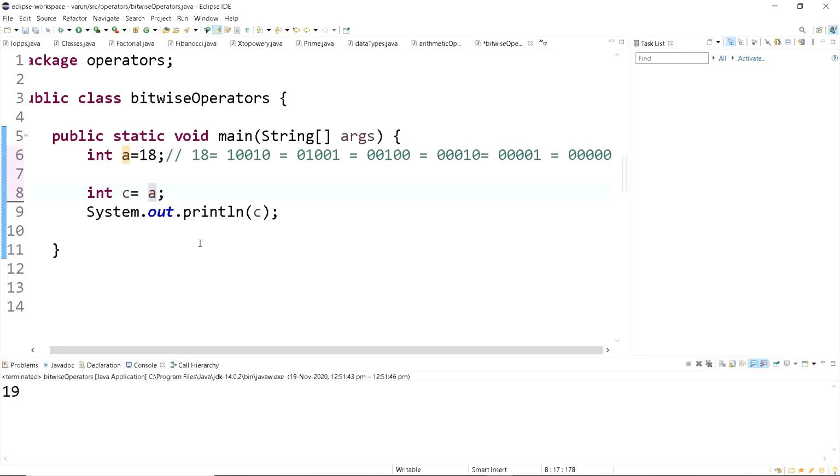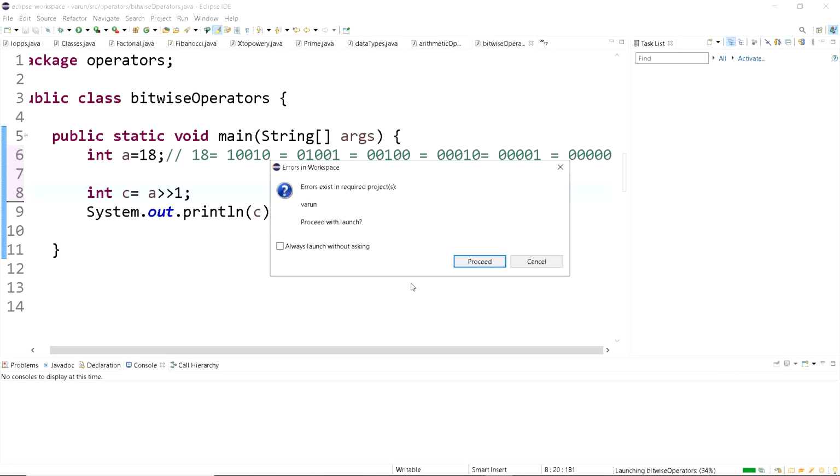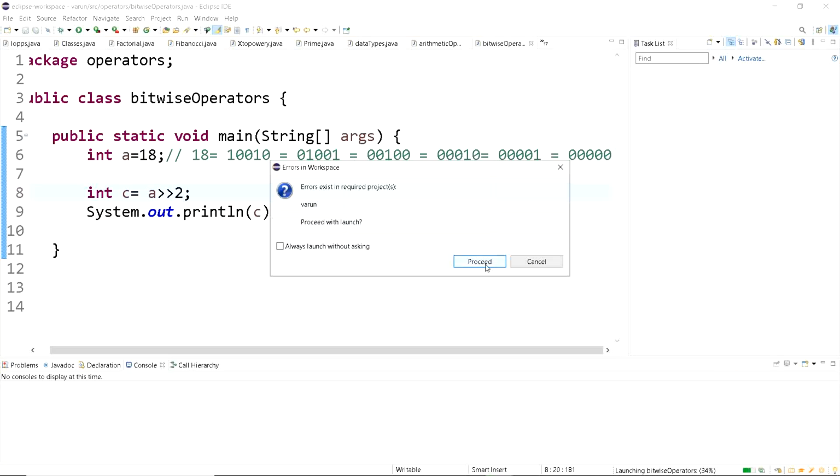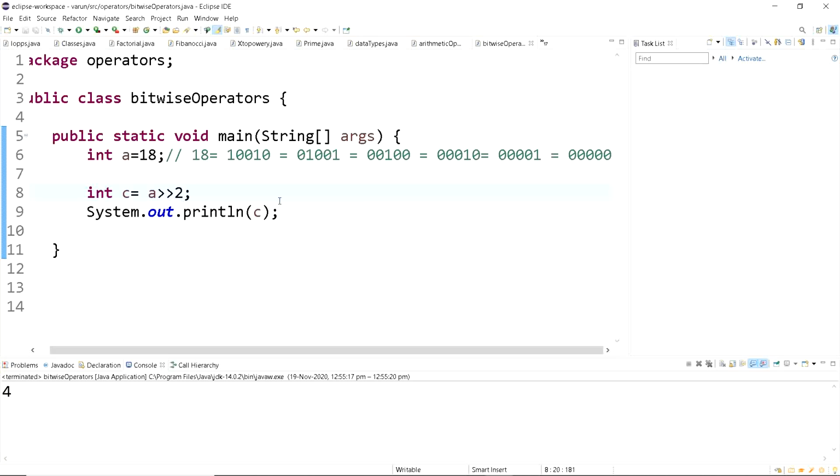Let us see how that happens here. In order to right shift, we use this symbol. Now let us see what it shows. Right shift it one side. See, this value is 18. So 18 divided by 2. Now this value, when you convert this into decimal, it is 9. Let us right shift it 2 times. 9 divided by 2 is 4.5, but when you take the floor value, it is showing 4 here. So this is how you do right shifting.